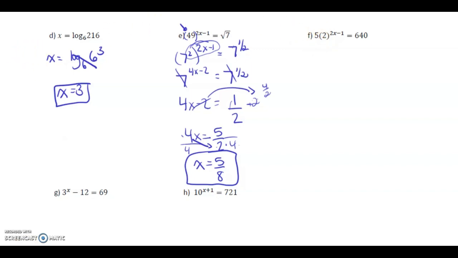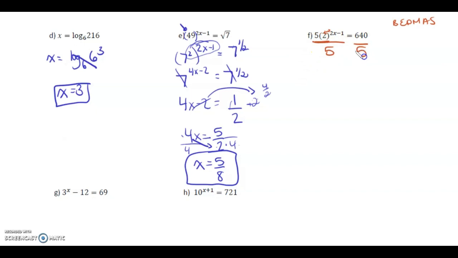So f is a little bit different, okay? We have to think back to exponential functions. We have 5 times 2 to the 2x minus 1 equals 640. Okay, this is a warning. We have to use BEDMAS. So when we're taking a look at BEDMAS, we cannot multiply these bases because 5 is not part of the base. Okay, we would have to apply the exponent laws before multiplication.